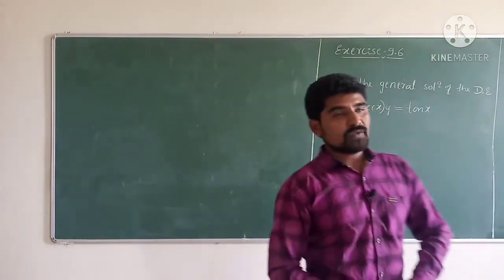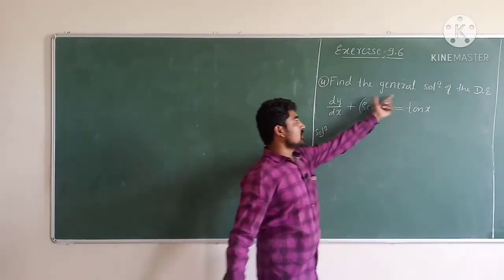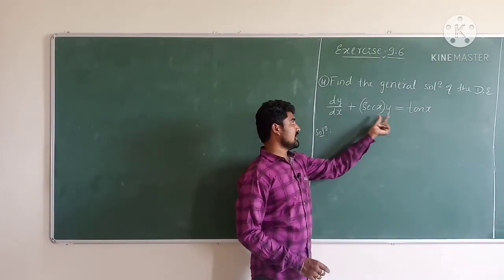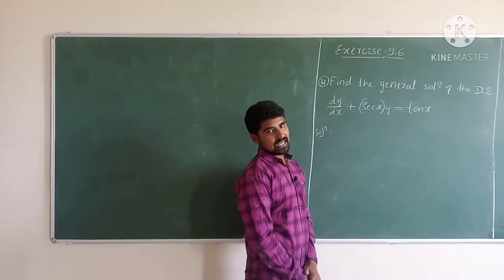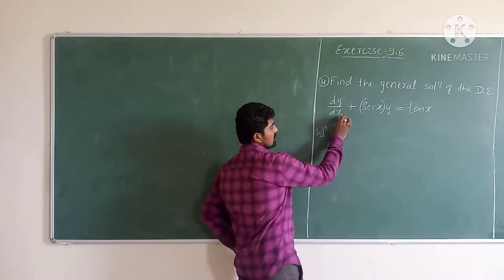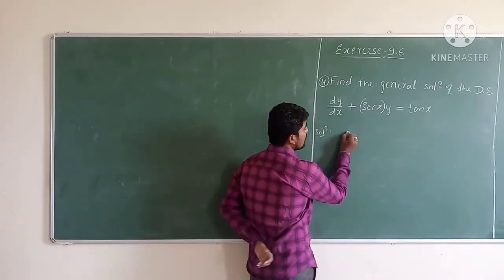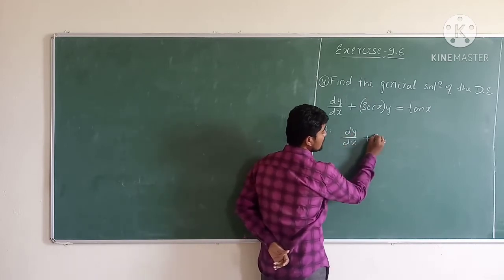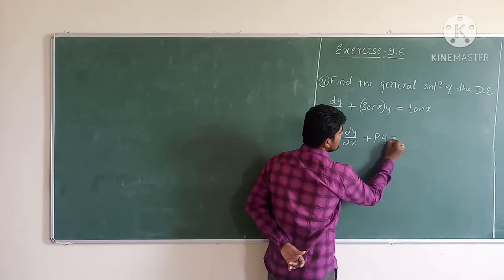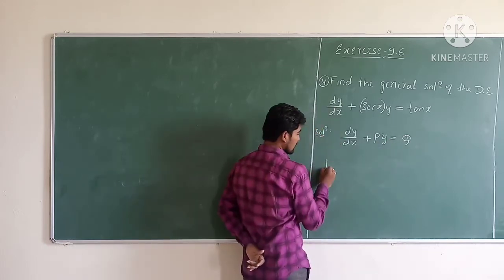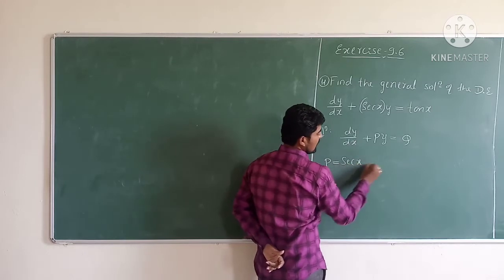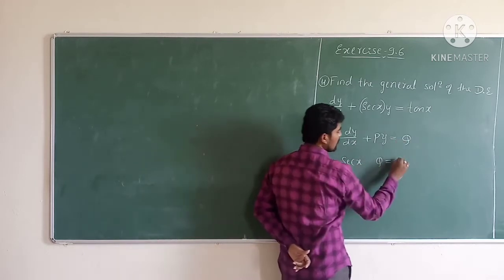So now the fourth question is: find the general solution of the differential equation dy by dx plus secant x into y is equals to tan x. So this differential equation is also of the form dy by dx plus py is equals to q, where the value of p is equals to secant x and the value of q is equals to tan x.